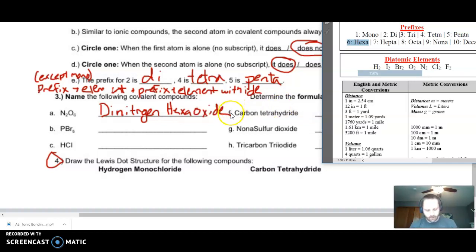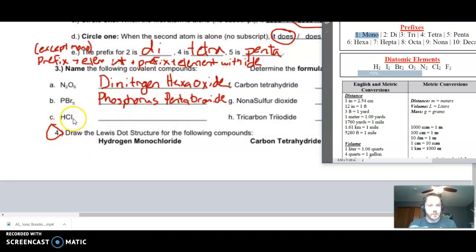If we do this next one, since there's one phosphorus, the prefix is mono, but remember, we don't put mono on the first word. Prefix except mono. So therefore, we're just simply going to write out the word phosphorus, and then Br5. So Br5, we see 5 is penta. So then I'm going to write, again, my prefix plus element with IDE. So this is going to be penta, and then bromine becomes bromide.